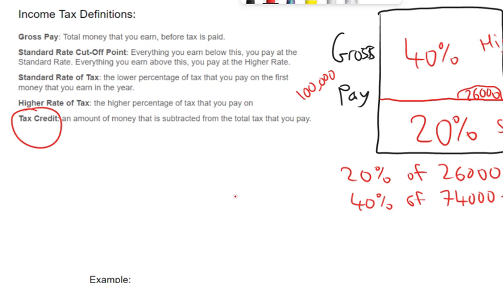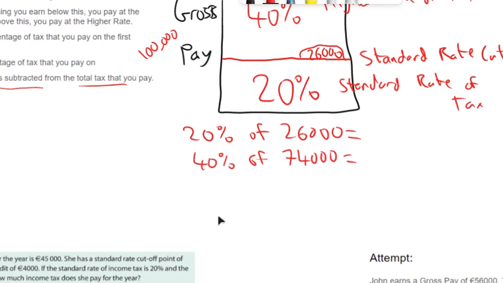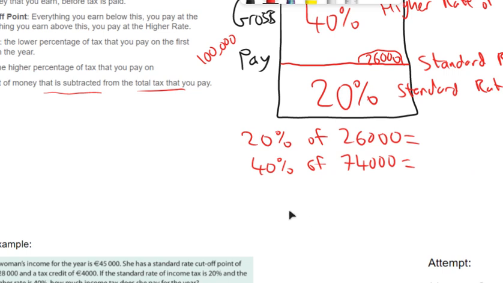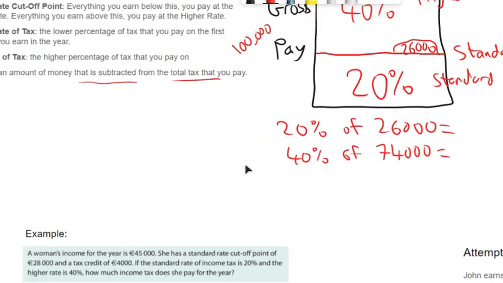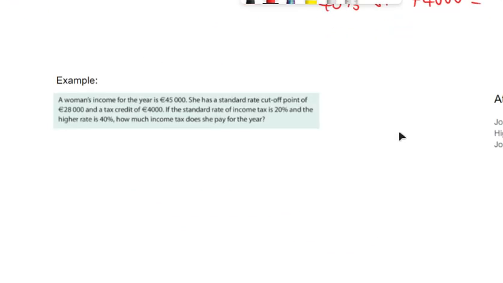This is an amount of money that is subtracted from the total tax. So subtracted from the gross tax, and it's basically a good thing. So a tax credit is a good thing. An example of a tax credit might be if you're a single person and you're living alone or something. The government might give you an extra tax credit. So that's just something that they give back to you, basically, that they take off the tax that you pay. So that's kind of the gist of what's going on with income tax. Let's look at a full example now.